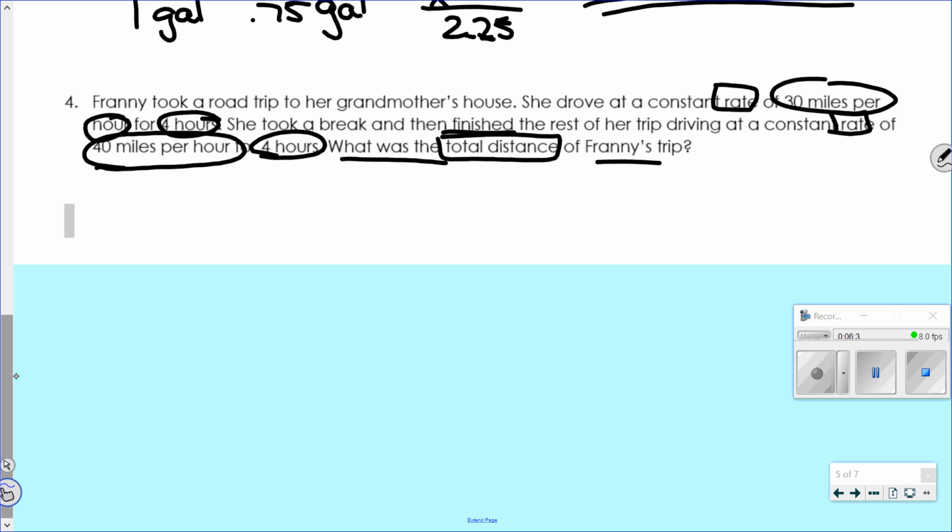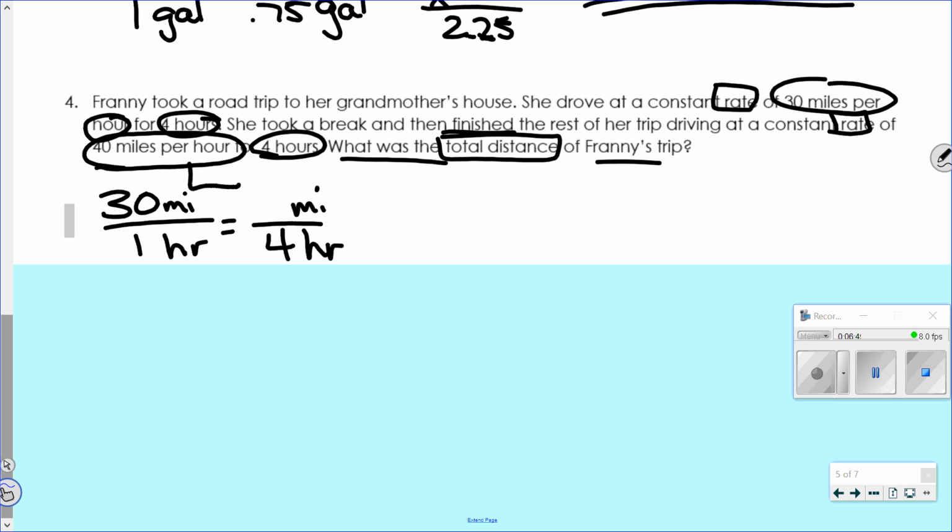So there's our entire thing. So this question actually has 2 parts to it. So I start the first part of my trip at 30 miles per hour, and I do that for 4 hours. How do I go from 1 to 4? Times 4. So guess what I do to the 30? Times 4. That makes it 120 miles.